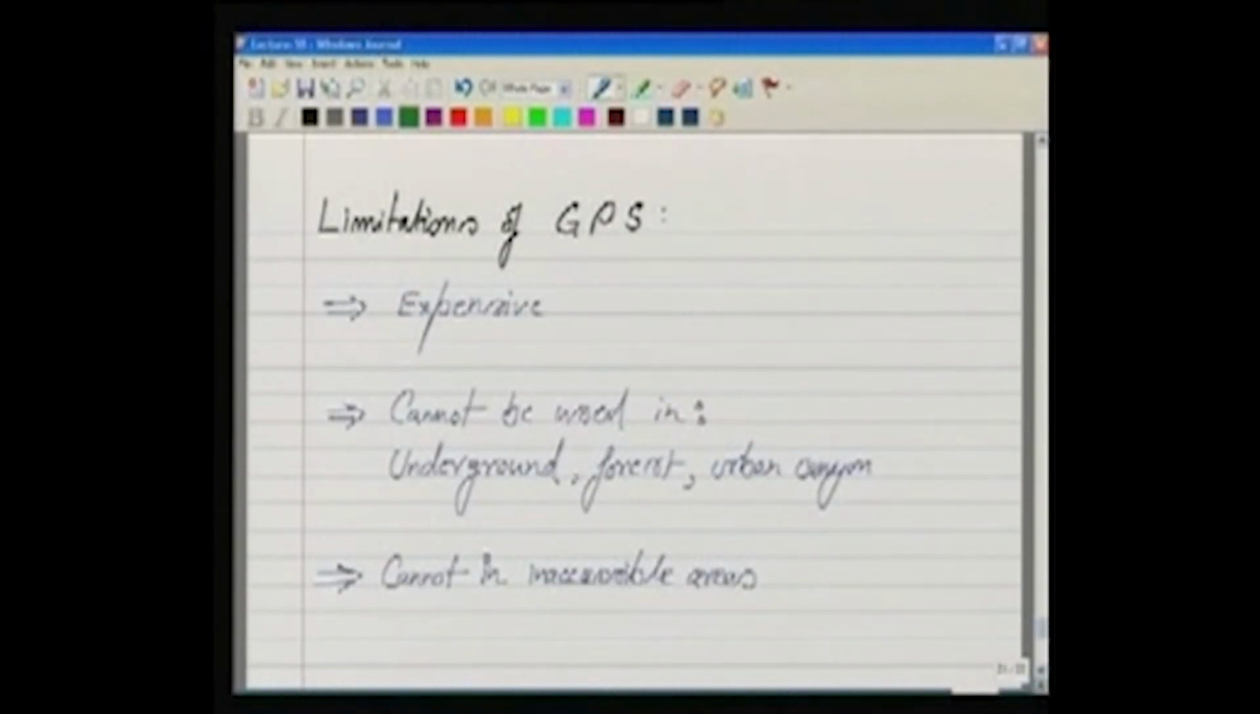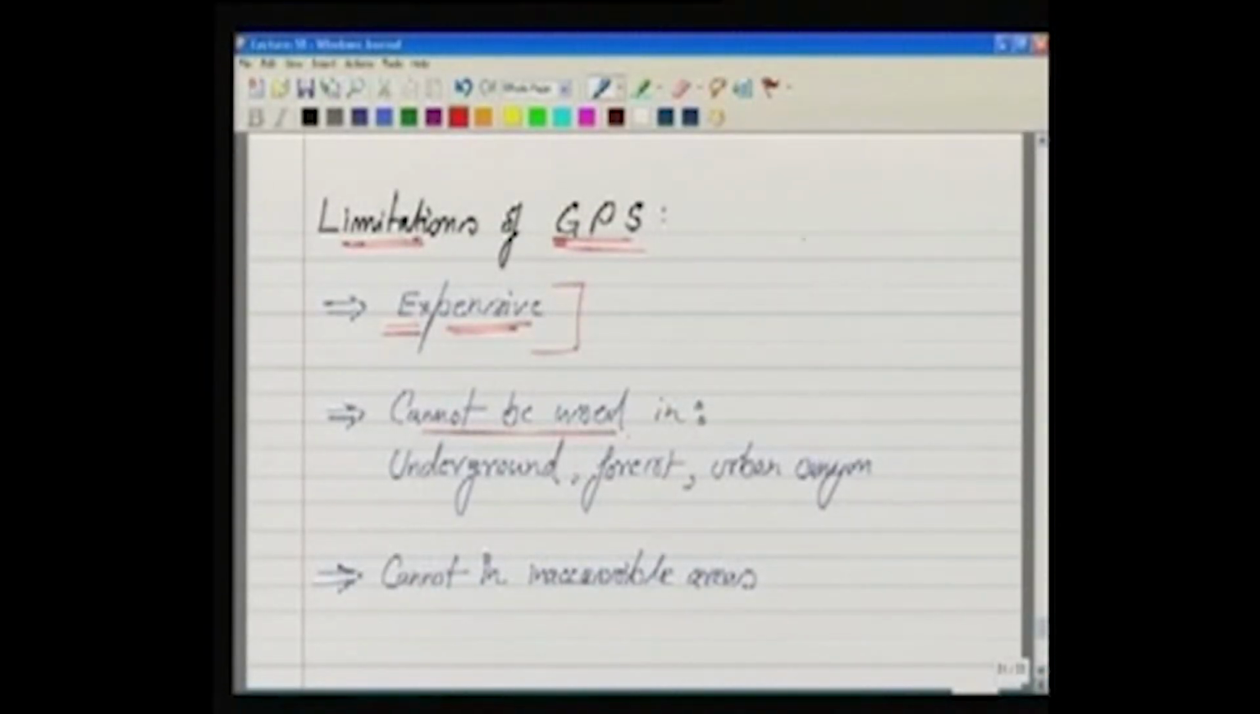Well, at the same time, we should also see some limitations of GPS. One, it is expensive. If you are going for very accurate GPS, we need to go for geodetic positioning or geodetic receivers, and the geodetic receivers will cost highly. While there are receivers which will cost only 10,000, 15,000 rupees, the geodetic receivers will cost about 10 lakh rupees.